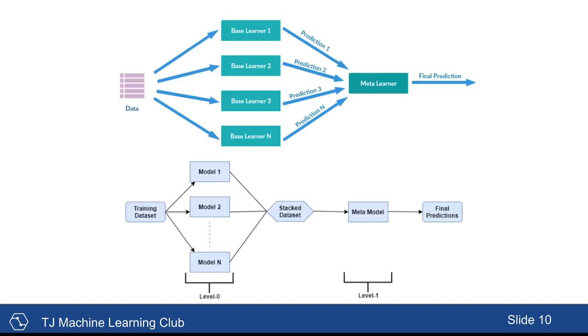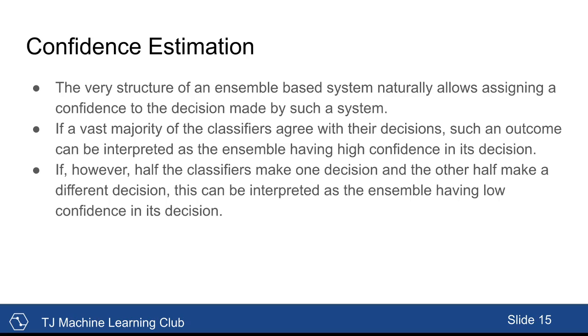If the majority of classifiers agree with the decision, this outcome can be interpreted as having very high confidence. Normally, if you have half of the classifiers making one decision and the other half making another decision, this can be interpreted as the ensemble having low confidence. And in general, having high confidence normally leads to higher accuracy. It's kind of intuitive.